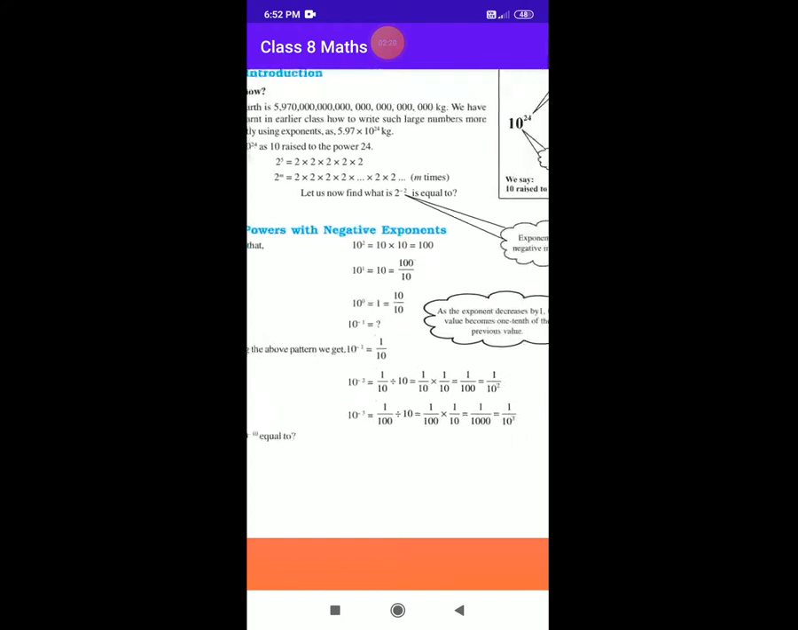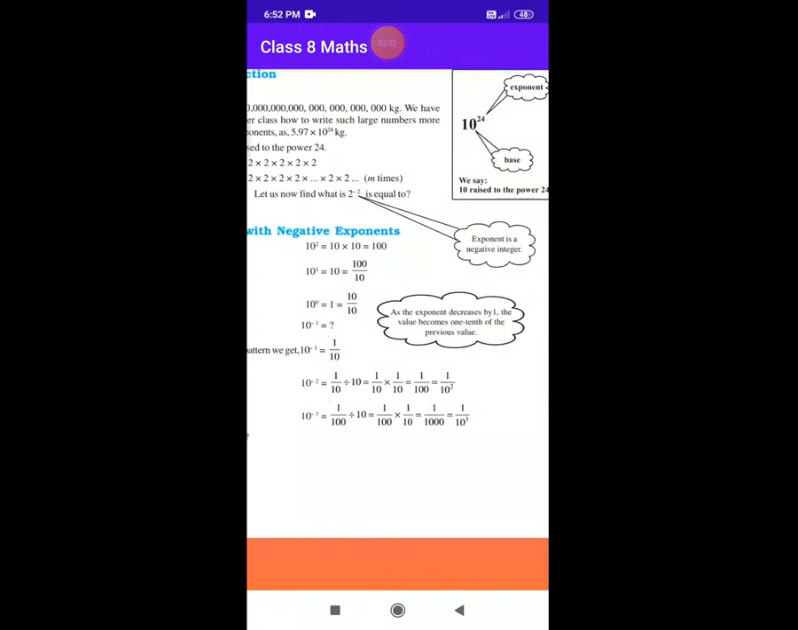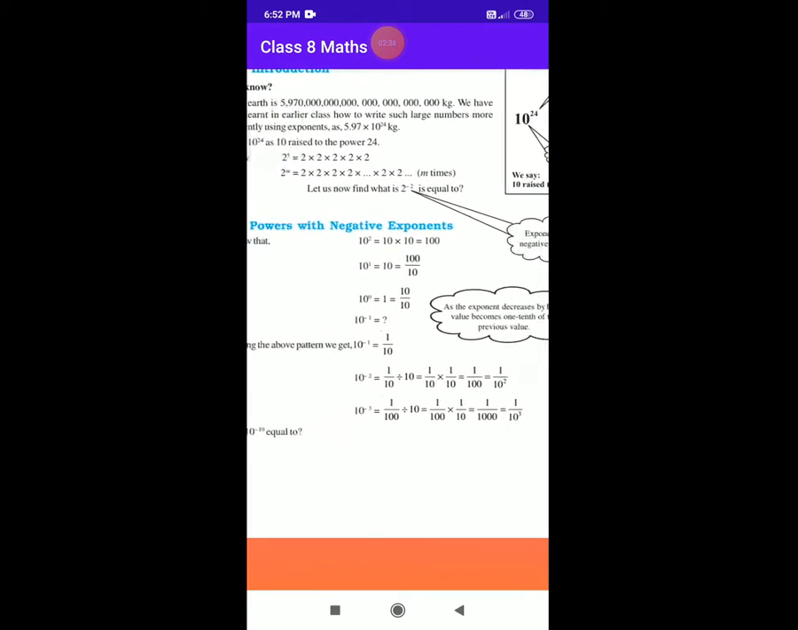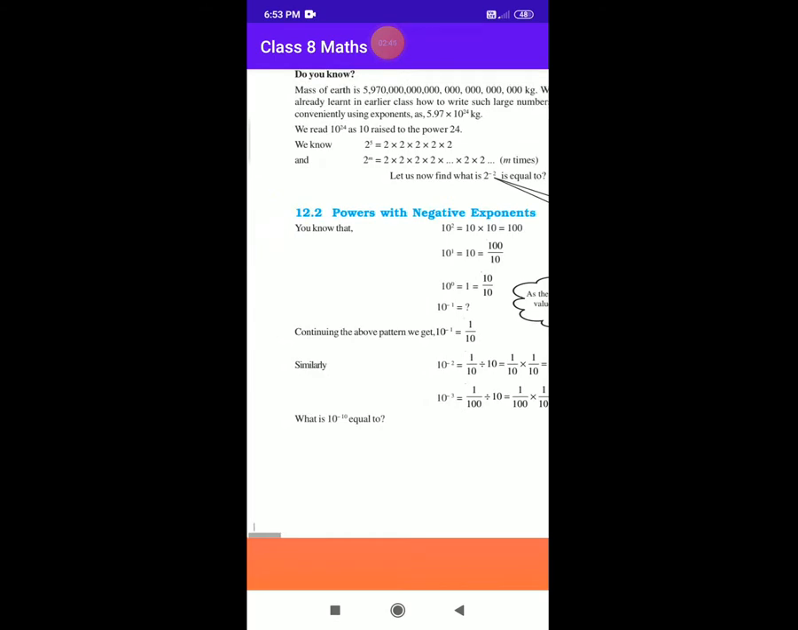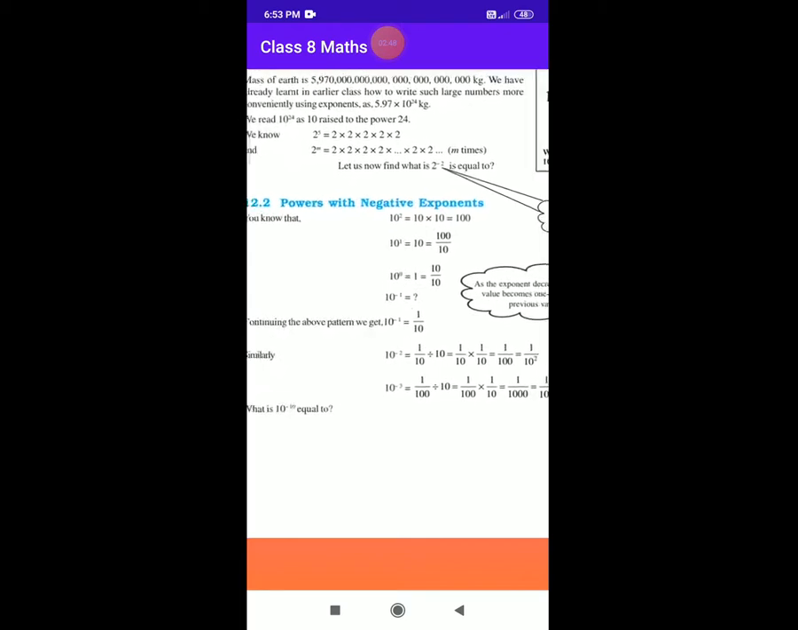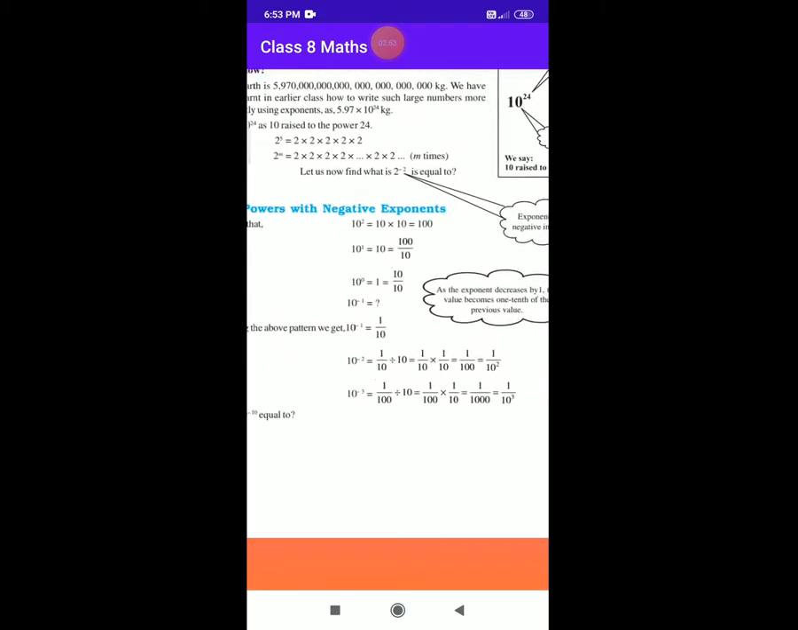Similarly, 10 raised to minus 2 means 1 by 10 divided by 10, that means 1 by 10 multiplied by 1 by 10, equal to 1 by 100, which is 1 by 10 squared. And 10 raised to minus 3 means 1 by 100 divided by 10, which is 1 by 100 multiplied by 1 by 10. Therefore, we get 1 by 1000, which is 1 by 10 raised to 3. So what is 10 raised to minus 10 equal to? We can say here 10 raised to minus 10 is equal to 1 upon 10 raised to 10.